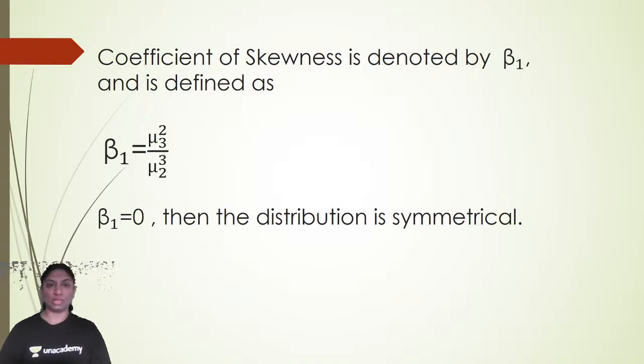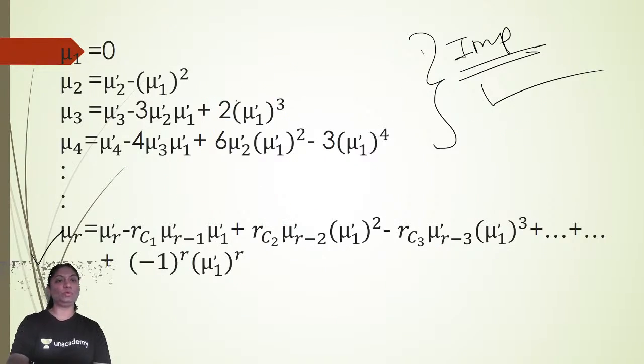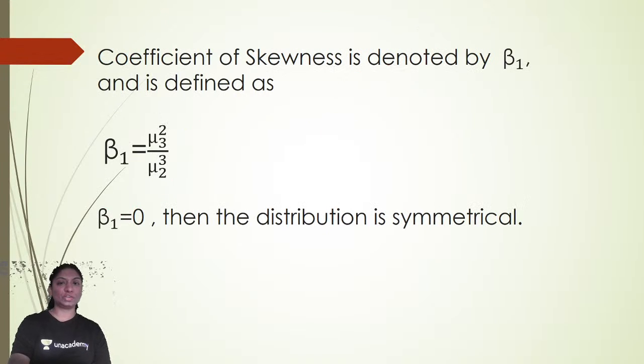Now, the coefficient of skewness is denoted by the letter beta 1 and is defined as mu 3 square upon mu 2 cube. So we need mu 1, mu 2, mu 3, mu 4, and we know how to calculate them by using this. So beta 1 is the coefficient of skewness, and beta 1 is equal to mu 3 square upon mu 2 cube.